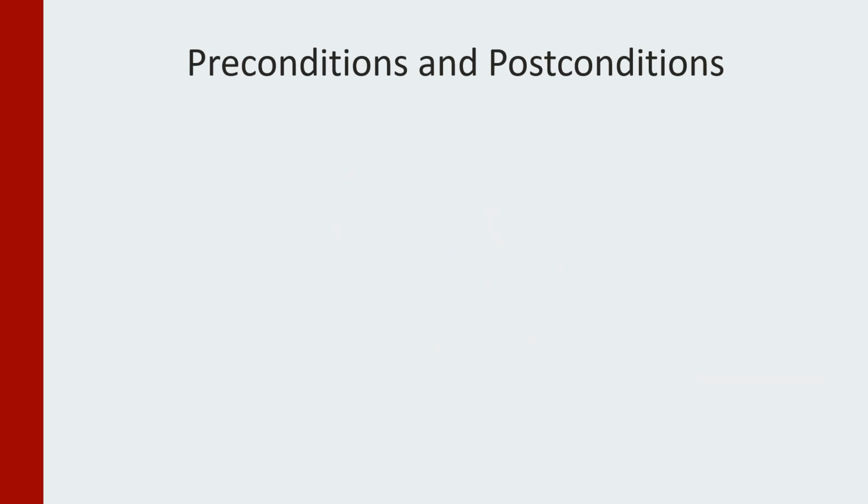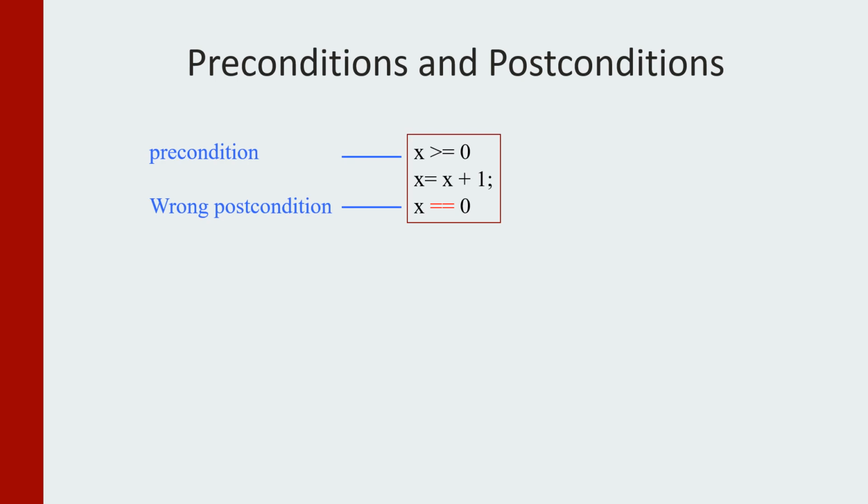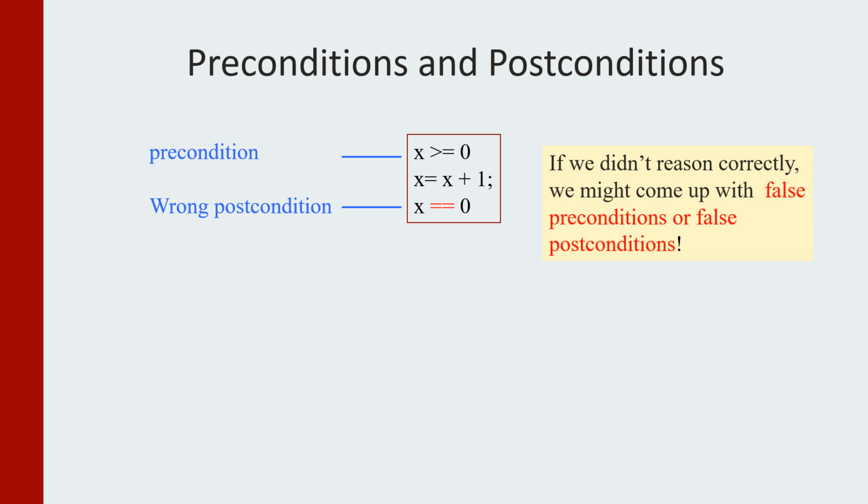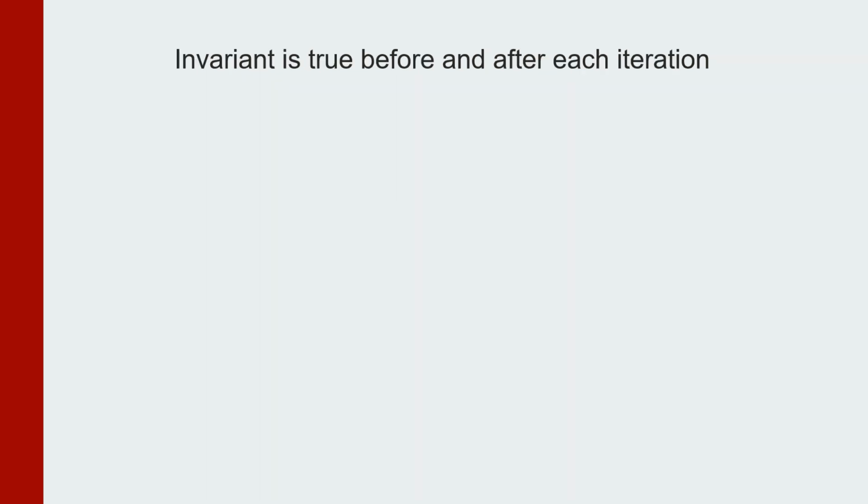You could, if you weren't thinking too hard about things, say, oh, at the beginning I have x greater than or equal to 0, but then at the end I think x is equal to 0 for some reason. Basically, if you don't reason correctly, you might come up with some sort of false precondition or false postcondition, which means your program is not going to do what you think it's going to do because there's a problem with your logic. Now, for something so small like this, it's less likely to have these kinds of bad reasonings, but with loops, it gets a little bit trickier.